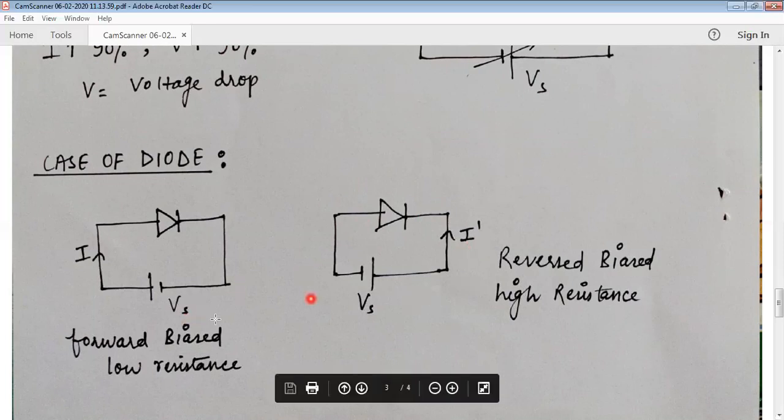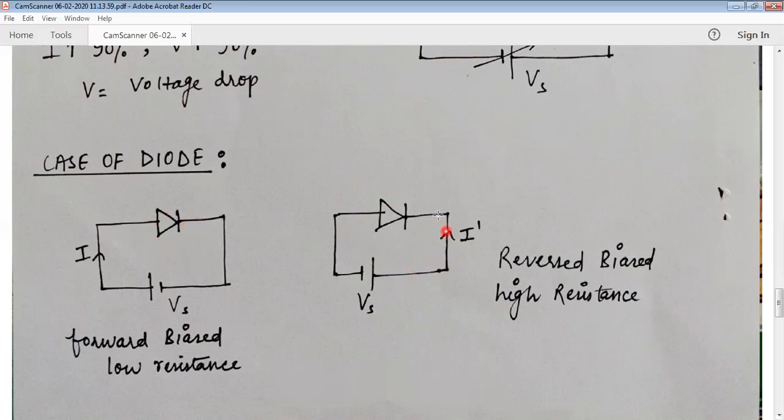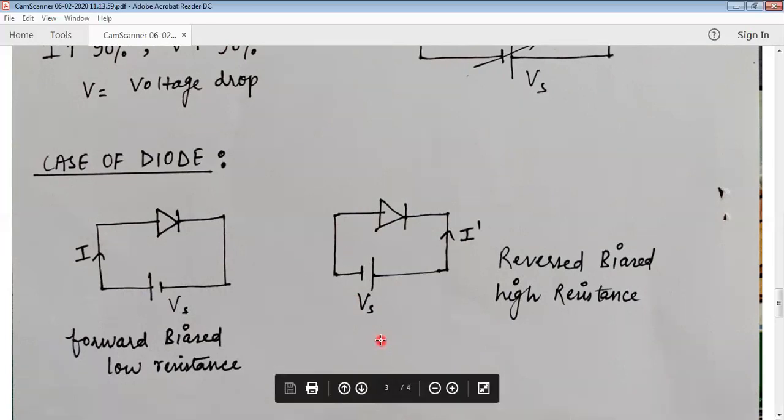So the diode properties depend on the direction of the current. Earlier the direction was like this, so it was acting as a low resistance. Now the direction of the current is like this, and it is acting as a high resistance. So in the case of a diode, element properties and characteristics depend on the direction of current. That's why a diode is called a unidirectional element. Here these two currents I and I dash are not equal.